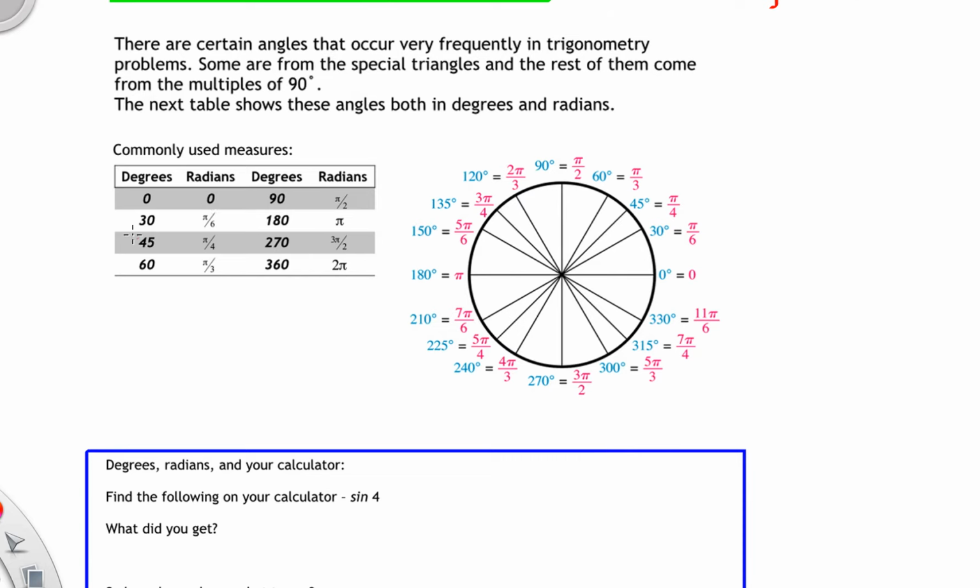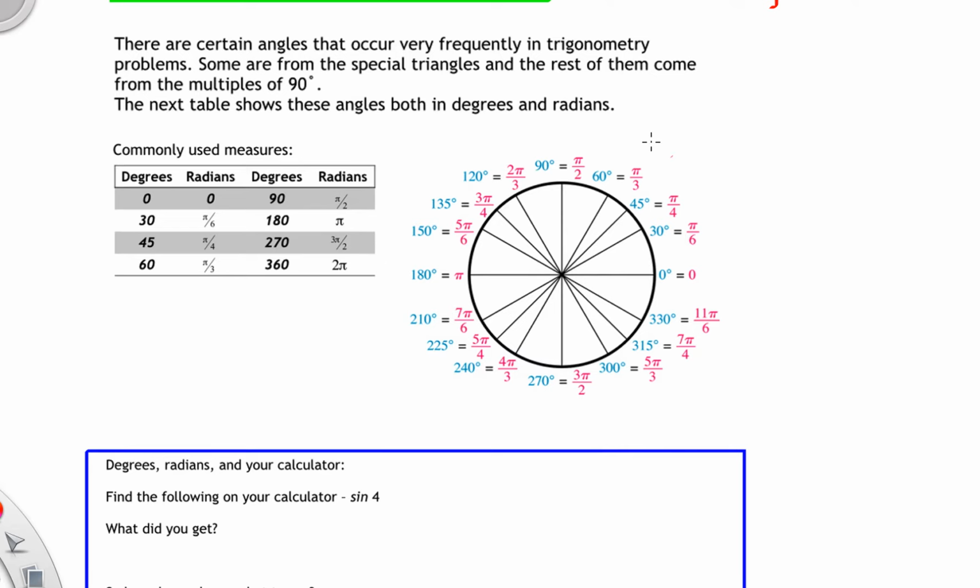So 0 degrees is exactly 0 radians. That should make sense. If you go 30, it's actually pi over 6. 45 is pi over 4. 60 degrees is pi over 3. 90 degrees is pi over 2. And you can see them here. 180 is pi, 270 is 3 pi over 2, and 360 is 2 pi.